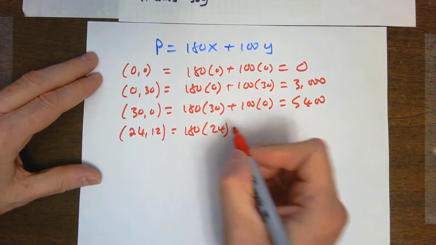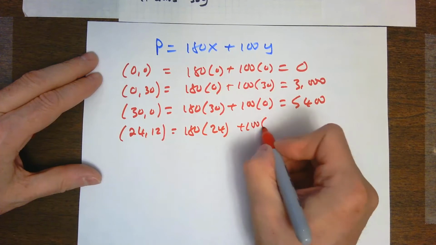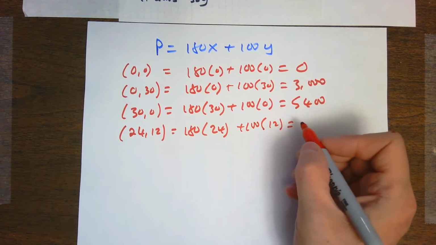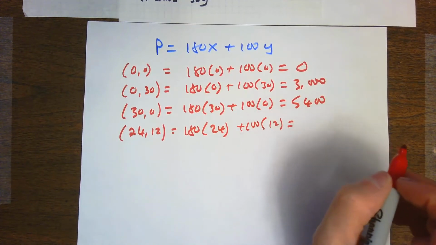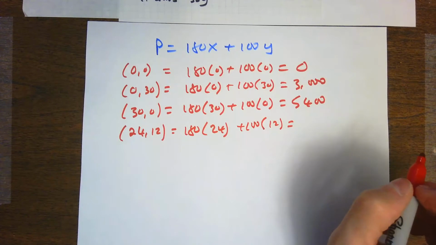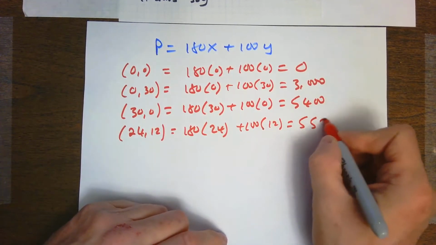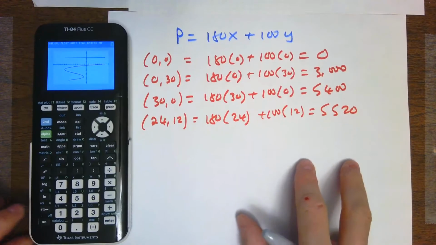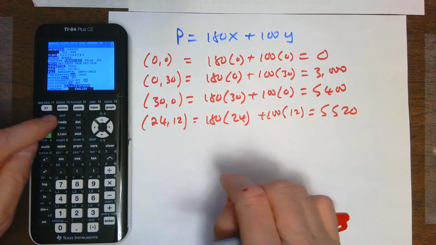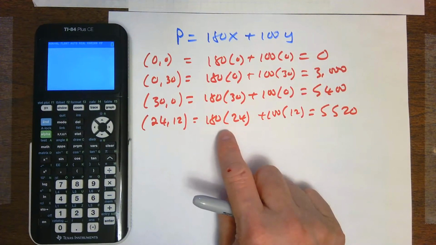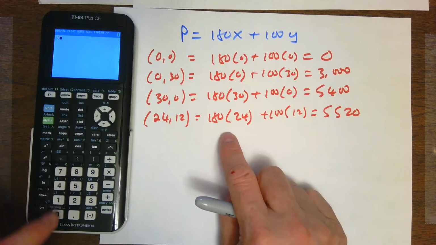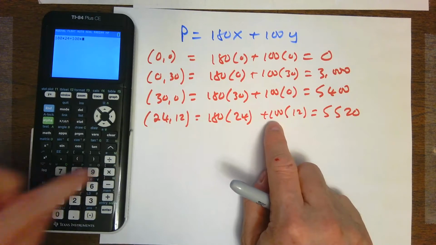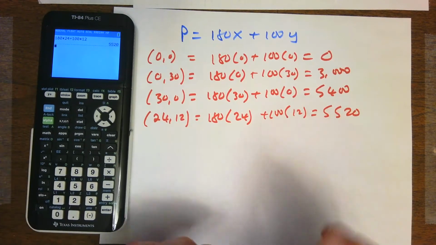180 times 24 acres of soy plus $100 times 12 acres of wheat. And if we do that on the calculator, I think we get $5,520. You know what? I'm looking at that in my notes. Let me just make sure that this is correct. Let's see. Here we go. So on the calculator, 180 times 24 plus 100 times 12. Okay, yeah, 5520.